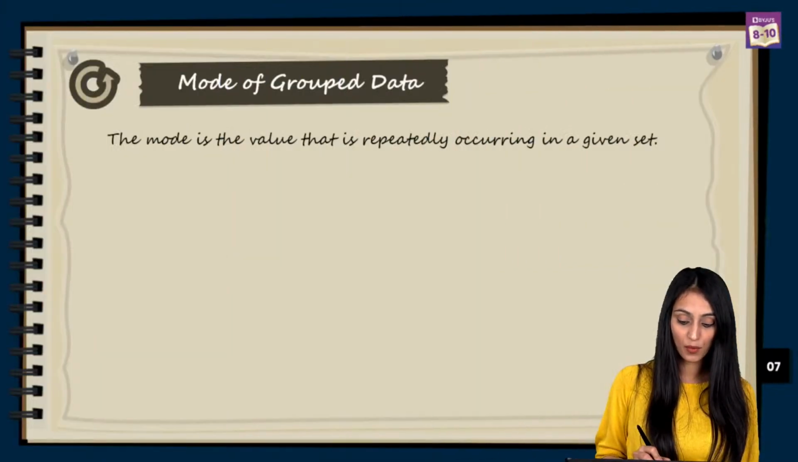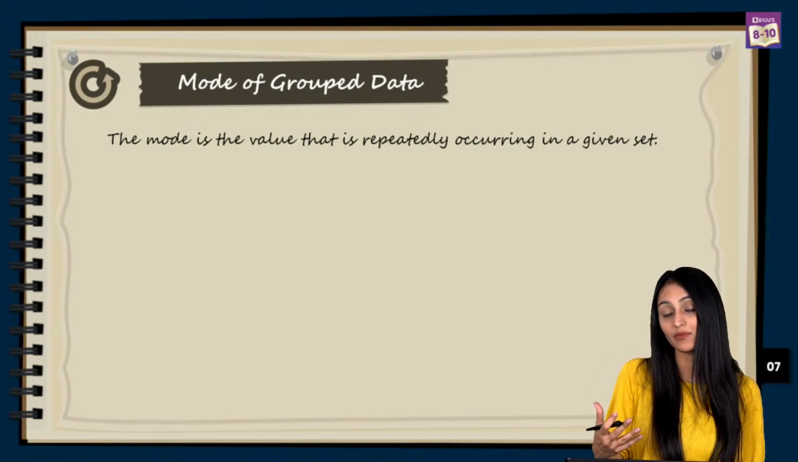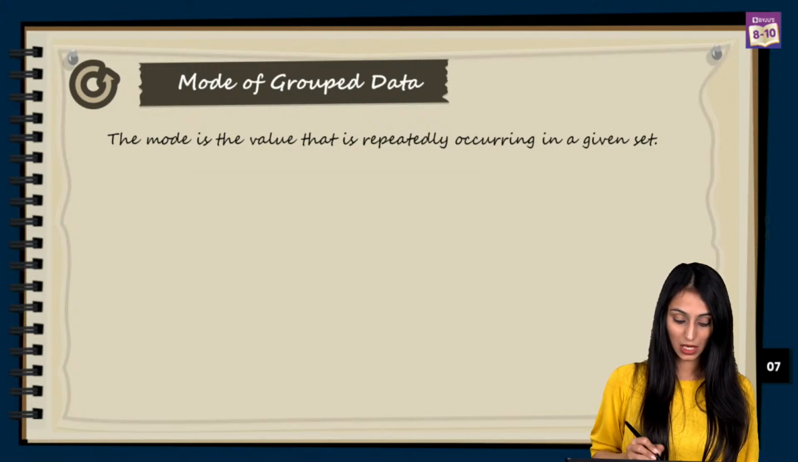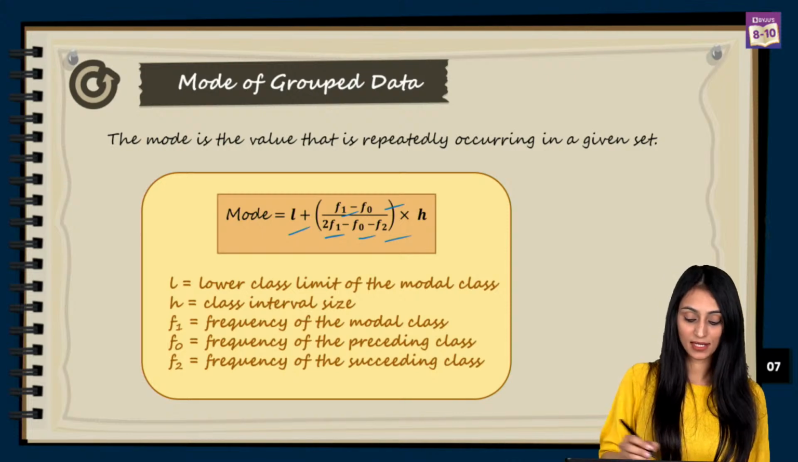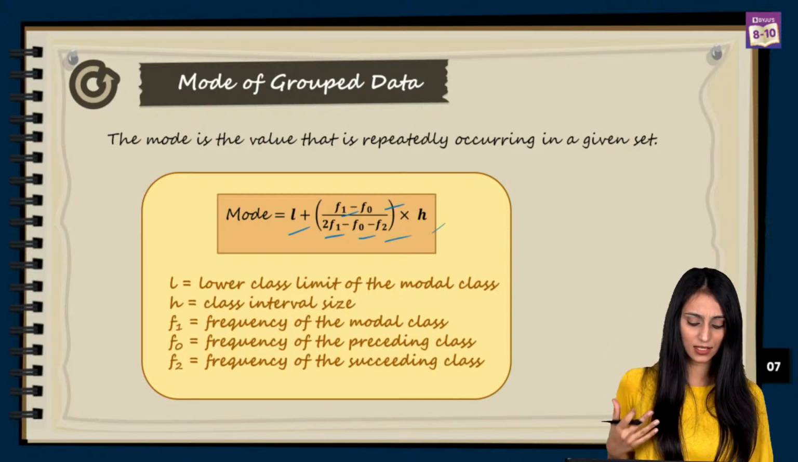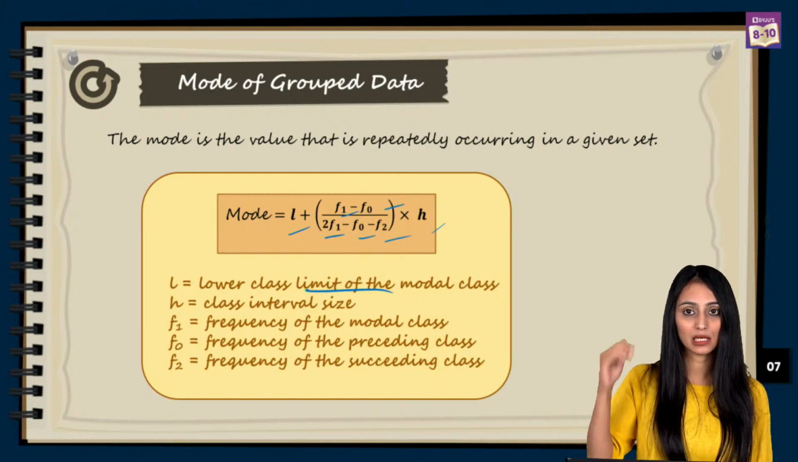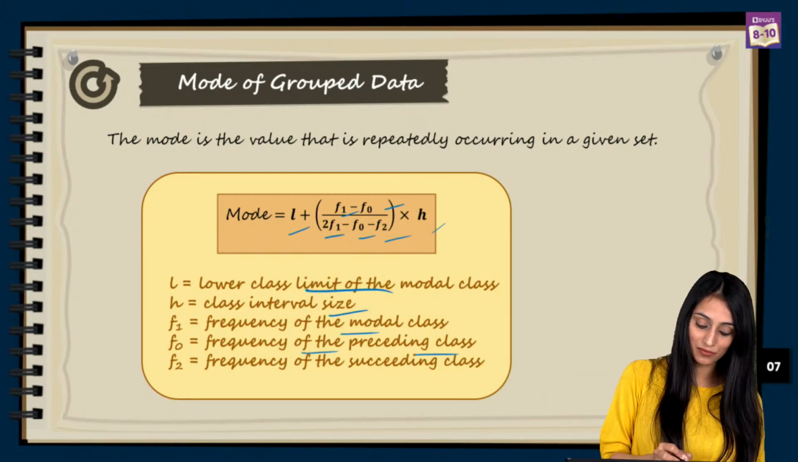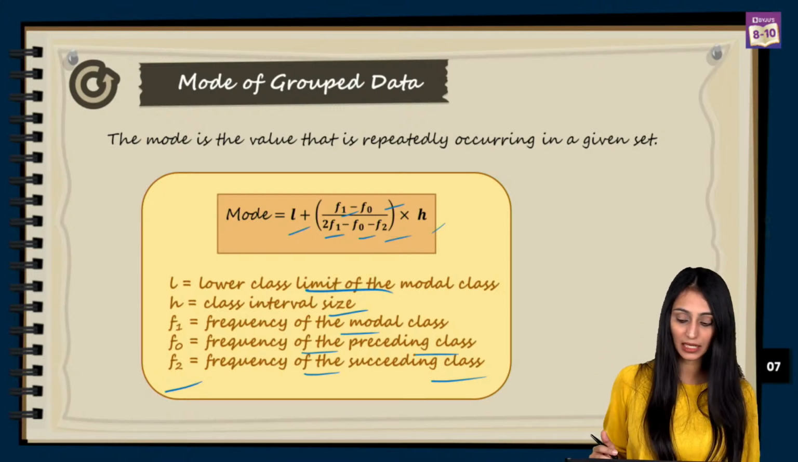Alright, next we have the mode of grouped data. It's basically the value that occurs repeatedly in a given set, which has the maximum frequency. Mode is L plus (f1 minus f0) upon (2f1 minus f0 minus f2) into h. What do all these denote? L is the lower class limit of the modal class. How do we find the modal class? It is the class with the maximum frequency. h is the class size interval. f1 is the frequency of the modal class, f0 is the frequency of the preceding class, and the frequency of the succeeding class is f2. This is how we denote it.